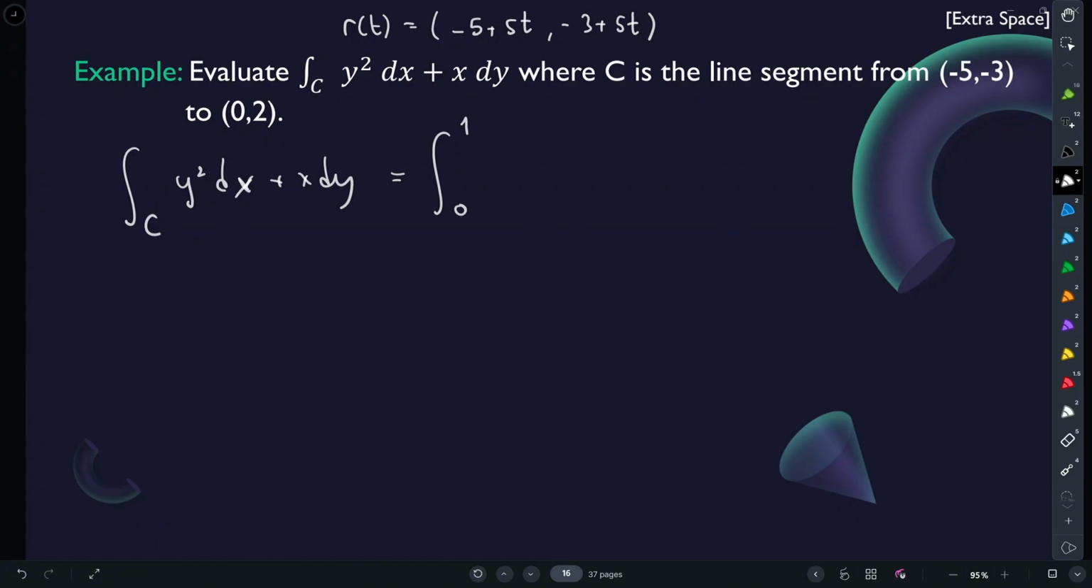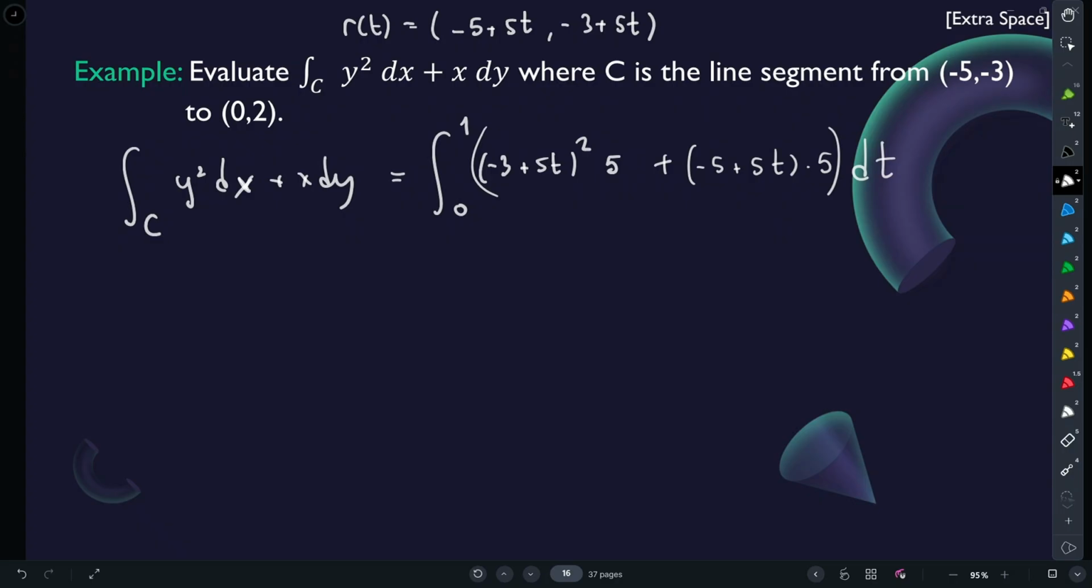And y squared is -3 plus 5t squared. dx, remember, it was 5 times dt. Here, the tangent vector did have a non-trivial x component, or x rate of change, plus, I can actually not write the dt quite yet. This is going to be plus, and then in x, that's -5 plus 5t dy. And dy was also 5 dt, so also times 5.